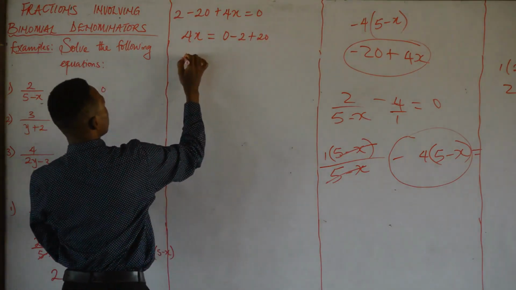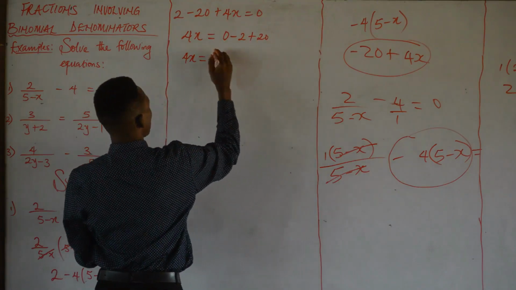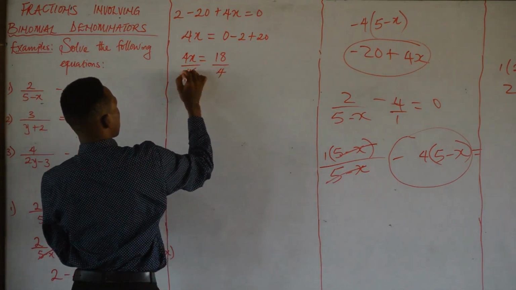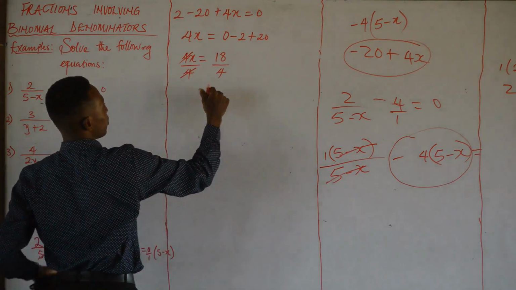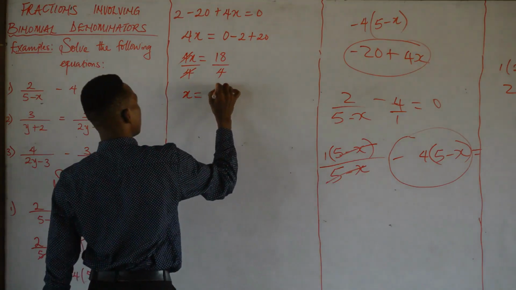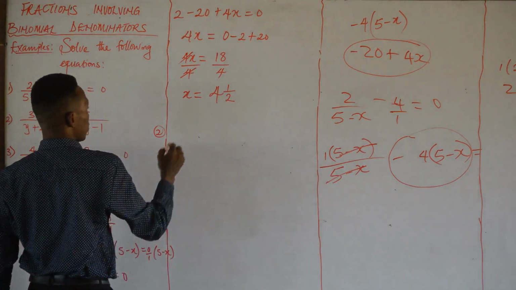So with this we have 4x equals 0 minus 2, that's minus 2 plus 20, 18. Dividing both sides by 4, the 4 cancels out. Then here, when we divided it initially, we got 4 whole number 1 over 2. So that gives us the solution to the first question.